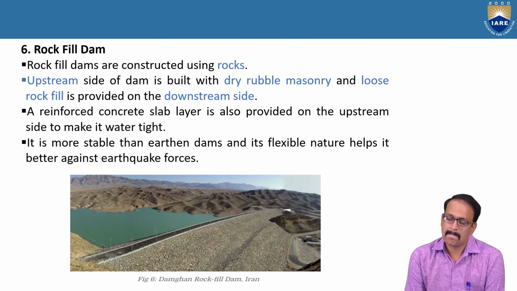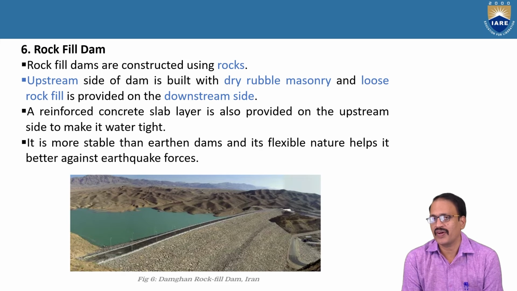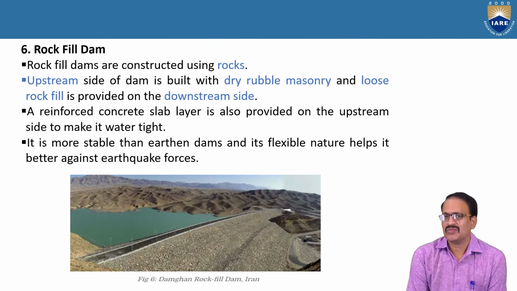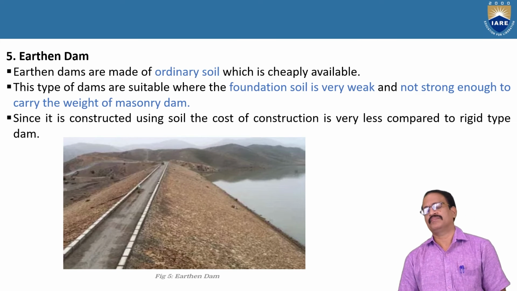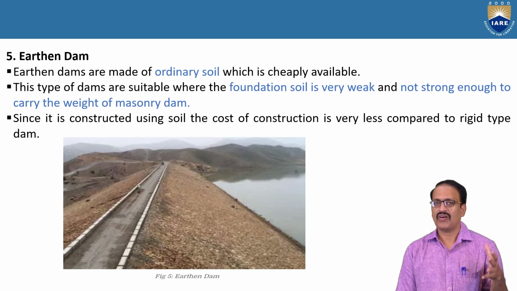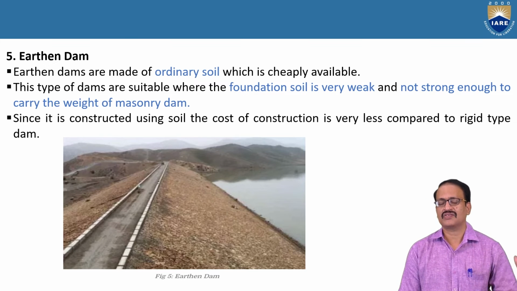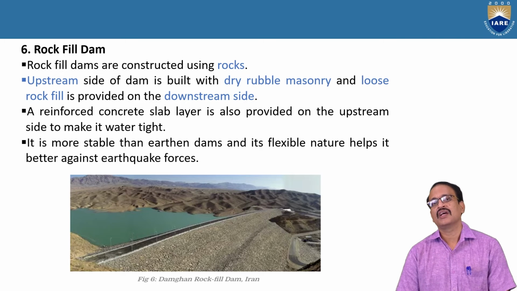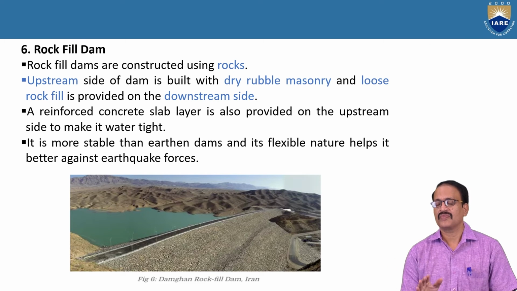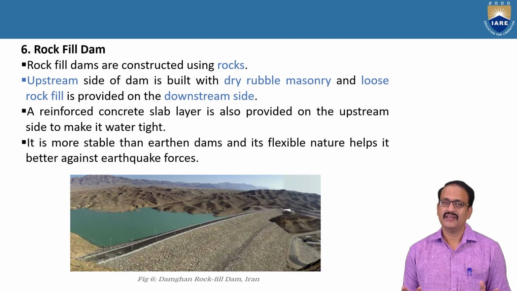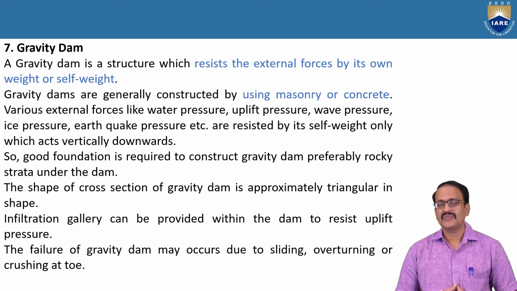Why do we go for this? It is better to construct this type of dam than the earthen dam, because the earthen dam will be very, very weak. Rock is somewhat harder, carries more weight than soil, so it can withstand more pressure. In such cases we go for rock fill dams with a small amount of concrete. So it is cheap and best in some areas. And similarly the gravity dam.